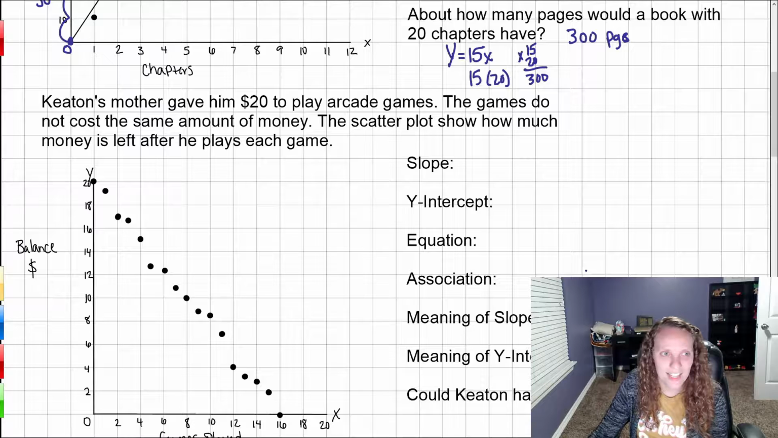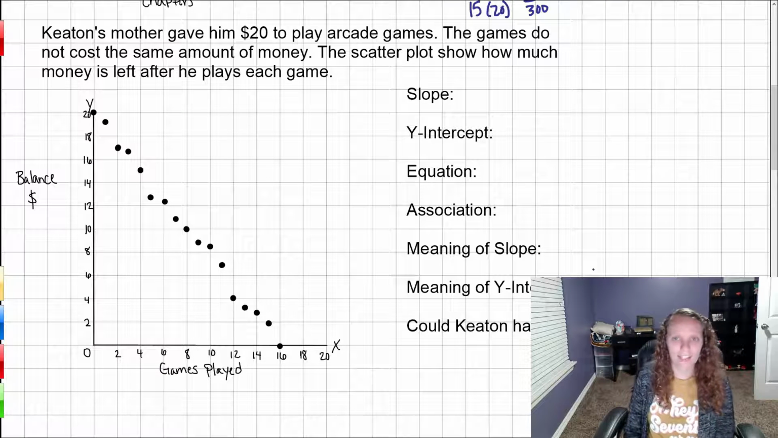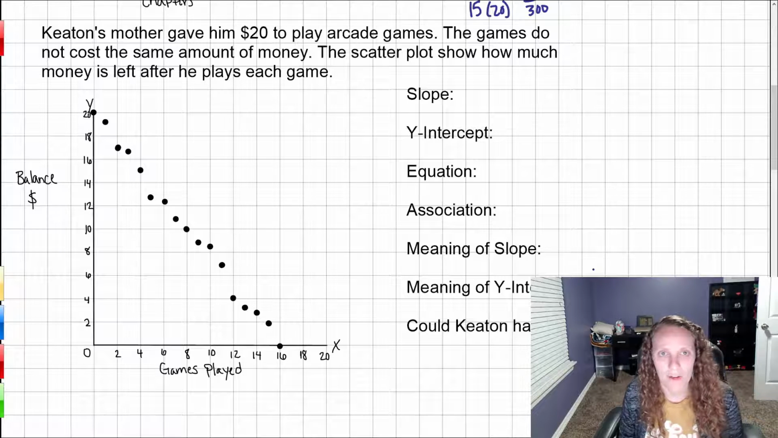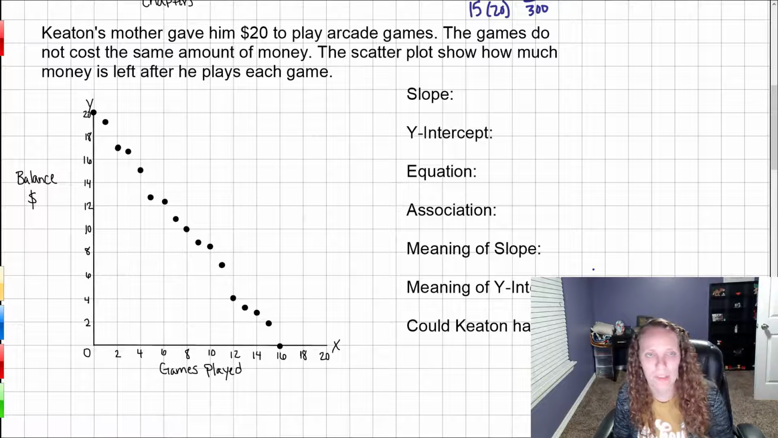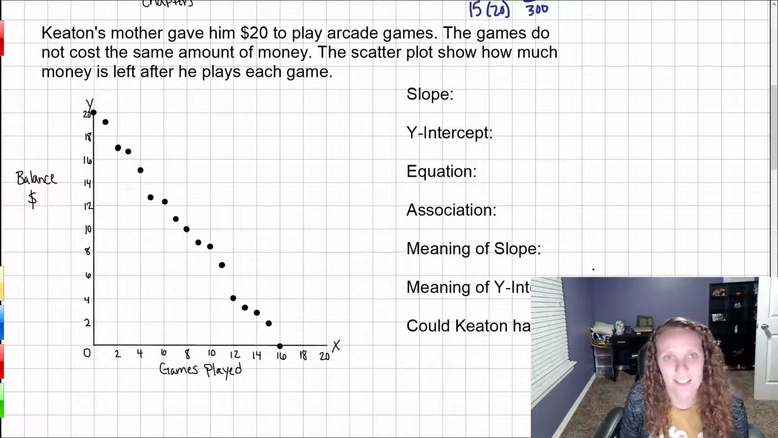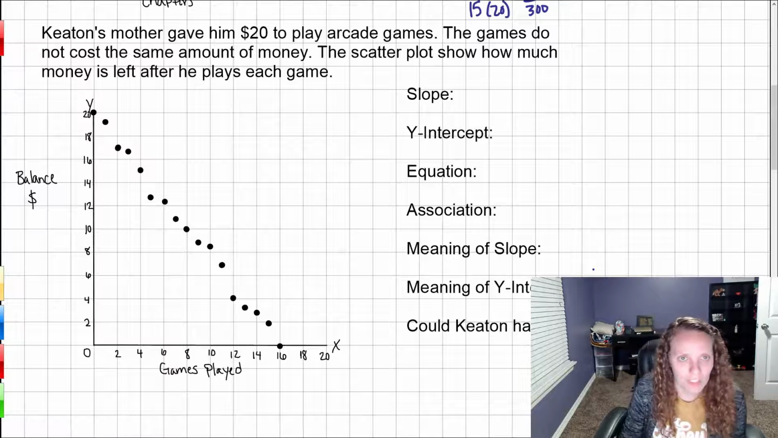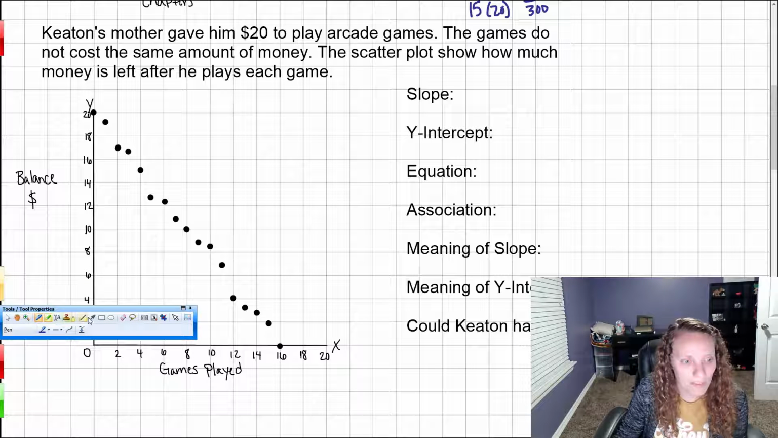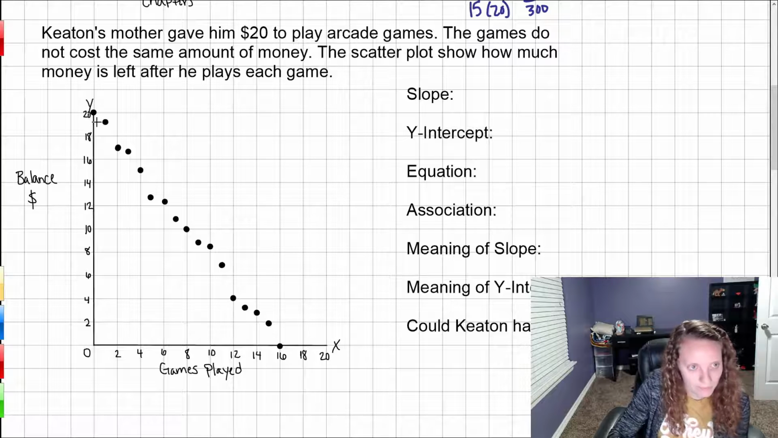Alright, let's look at this last example here. Keaton's mother gave him $20 to play arcade games. The games do not cost the same amount of money, so he could spend $1.25 one time and then maybe only spend 55 cents the next. The scatter plot shows how much money is left after he plays each game. So as he plays more and more games, the money that his mother gave him is continuing to decrease.